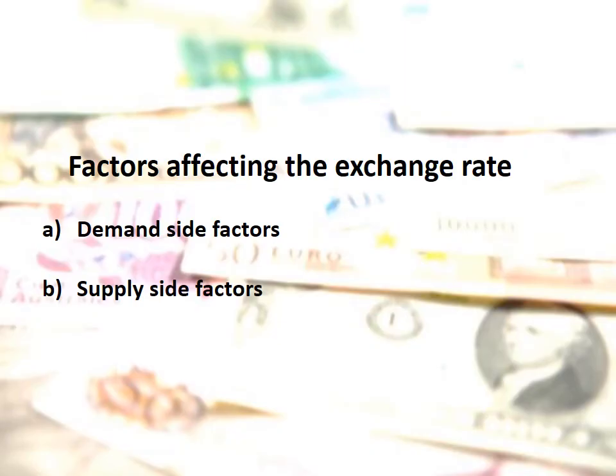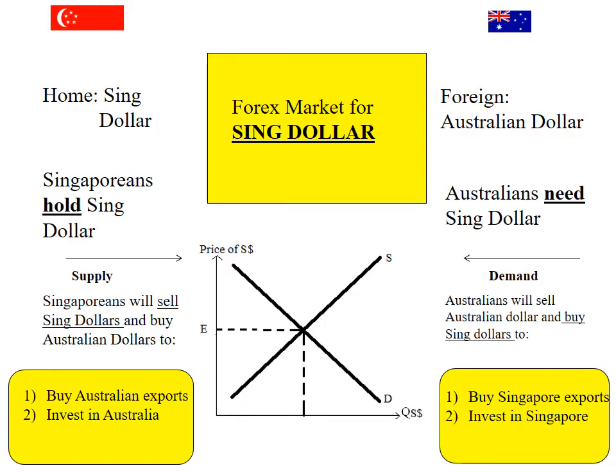Now, so far we have understood how foreign exchange rates are determined. Okay, now you know that foreign exchange rates are changing all the time. What causes it to change? Two things: demand side factors and supply side factors. Let's take a look at it. Okay, we are still keeping to the Sing dollar in terms of Australian example. Now we know that exchange rate is decided by demand versus supply. Demand coming from the foreign side, supply coming from the home side. This will give us a value of the currency.